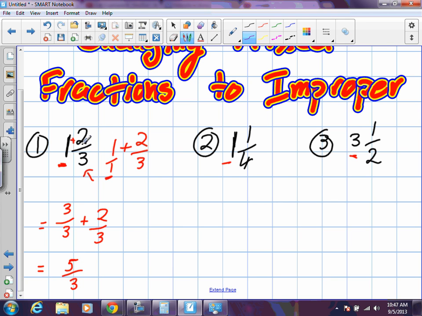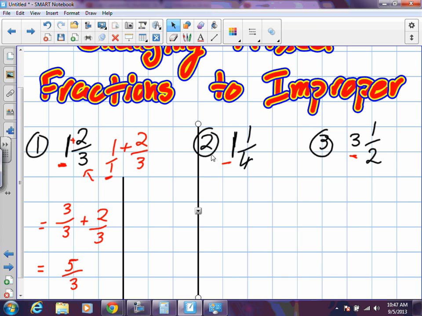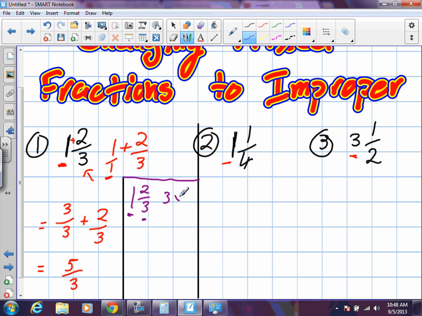Another way we could do it, let's split this in half here, and this will be question 2. There's another way we can do this. I'm going to rewrite it over here. This will be the second way. We still have 1 and 2/3. Another way we can do this is we multiply the whole number by the denominator. So we take 3 times 1, and what does that equal? 3. We take that 3 and add it to the value on top.